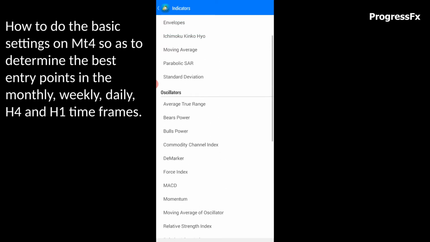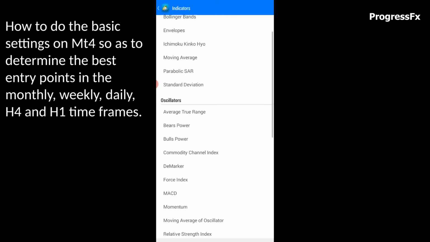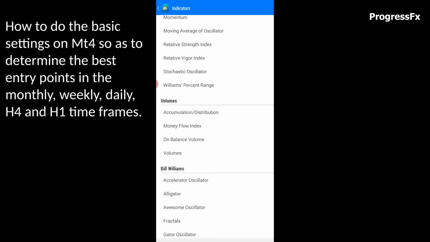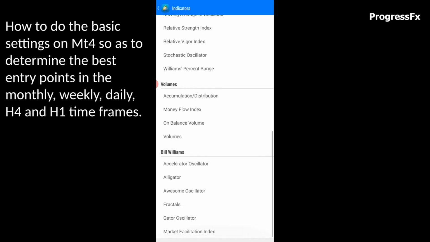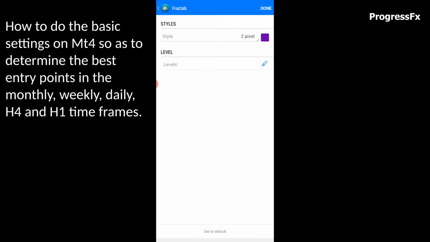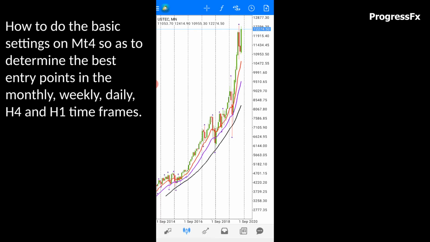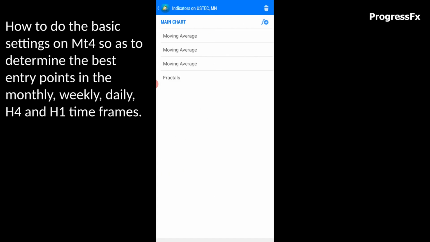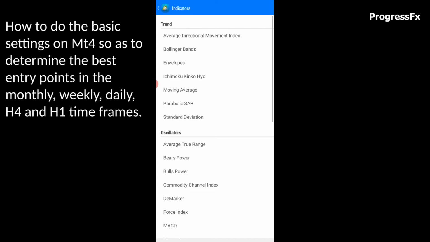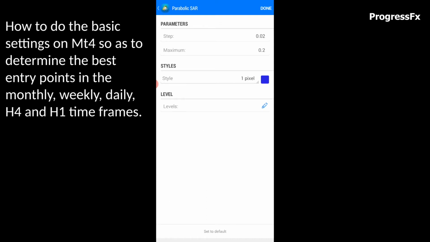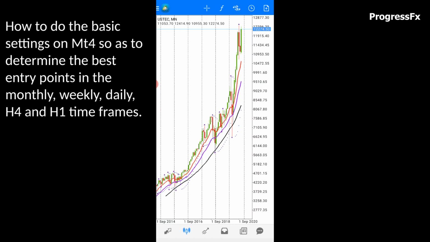Then you go back, tap the main chart, add, scroll down to B. Williams and select fractals. So I think maybe for further confirmations and additions, you add a parabolic SAR. So now the chart is set.